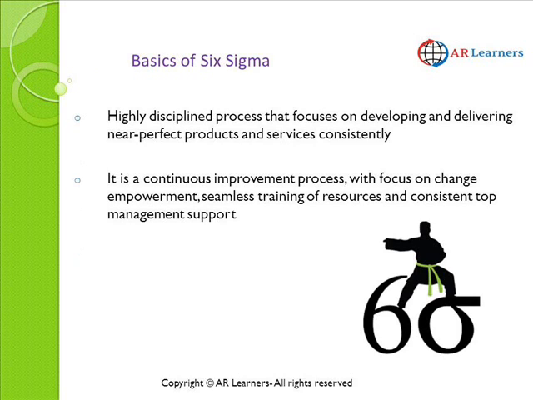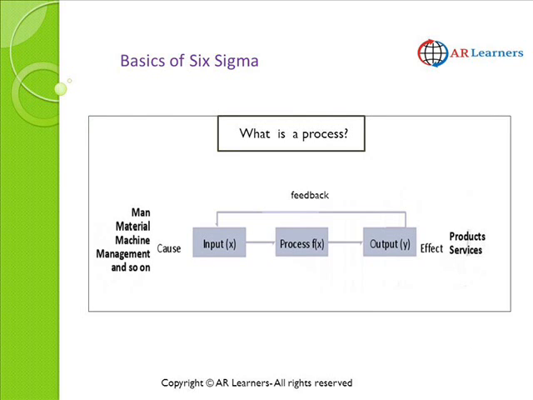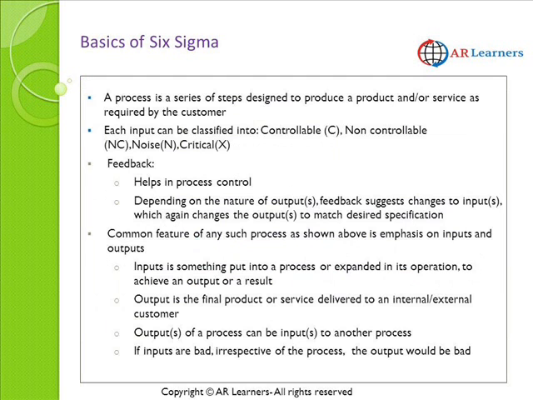Basics of Six Sigma. It is a highly disciplined process that focuses on developing and delivering near-perfect products and services consistently. Basics of Six Sigma: structure and feedback. It helps in process control depending on the nature of the output. Feedback suggests changes to the input, which again changes the output to match the desired specification.